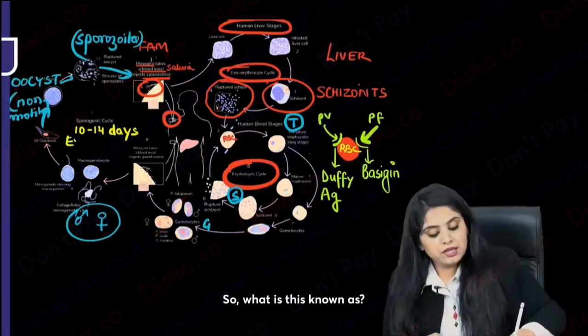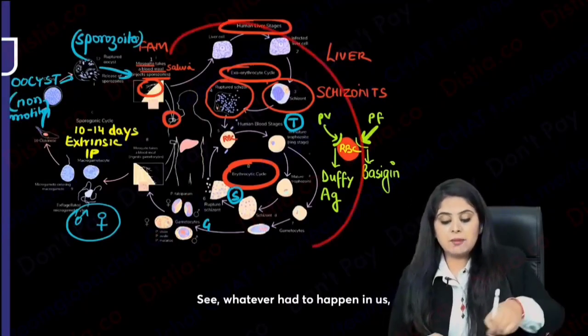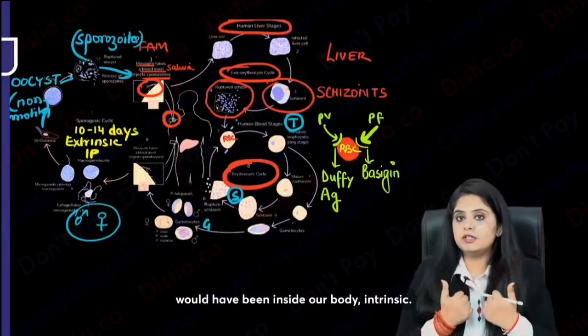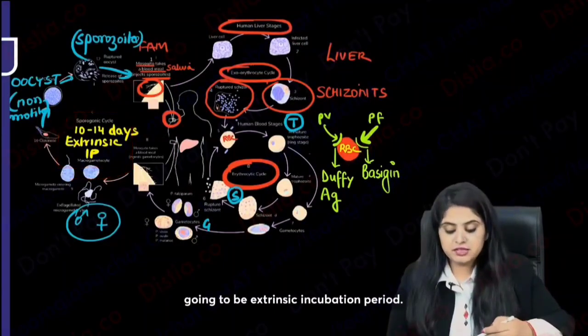So you know what this is known as? This is known as the extrinsic incubation period. Whatever had to happen in us would have been inside our body, intrinsic. Whatever is happening out there is the extrinsic incubation period.